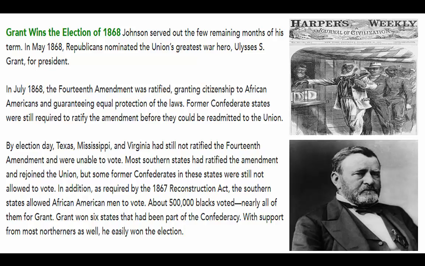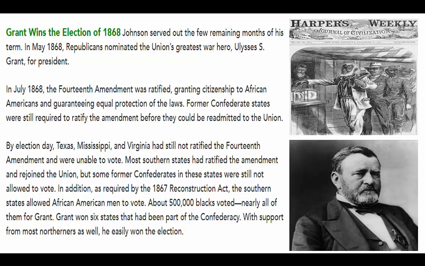Question number 41. Who did Republicans select to be their nominee for the election of 1868? The war hero himself, Ulysses S. Grant. Question 42. What happened in July of 1868 to help African Americans? Well, the 14th Amendment was ratified, and that gave African Americans citizenship and guaranteed them equal protection under the law.